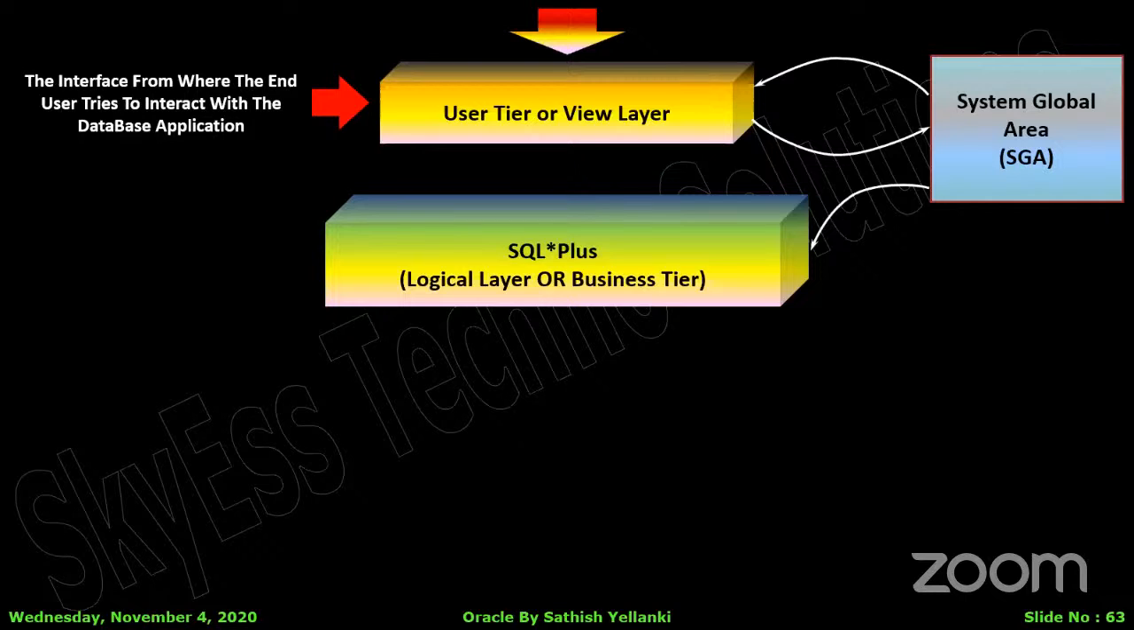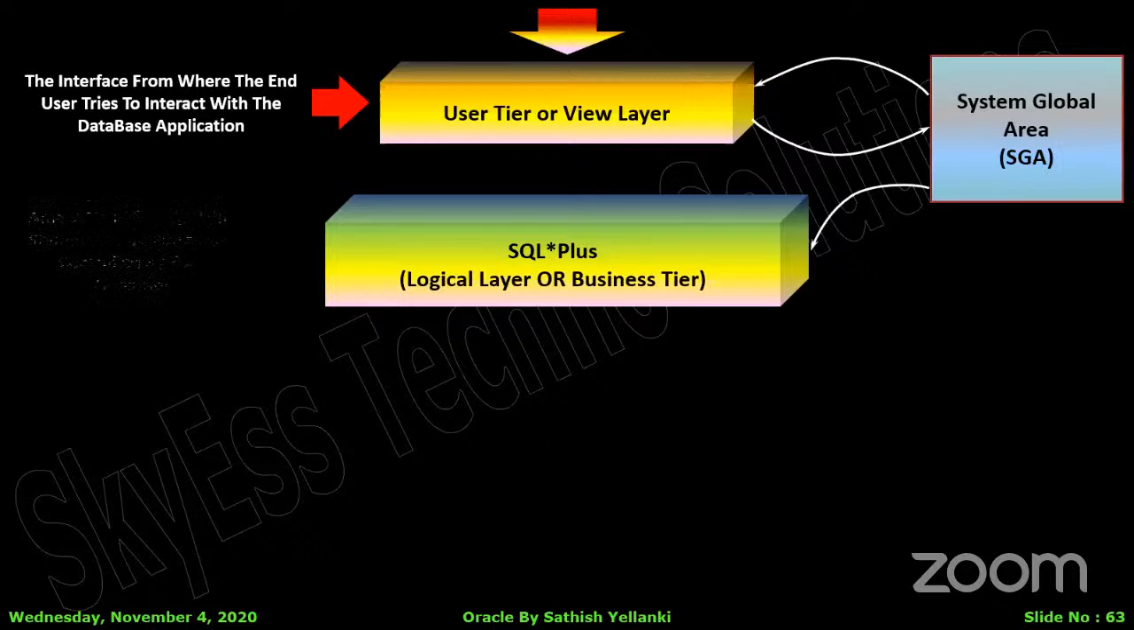Now here there are two things. One, your requested data is totally available in the SGA. Then you get the information directly from the SGA. Your requested data is partially available in the SGA and partially not available. For that partially non-available data only, the request goes to the middle layer. Are you getting me? If the requested data is totally not available in the SGA, then the request once again goes to the middle layer. In this way, many users could be requesting the data.